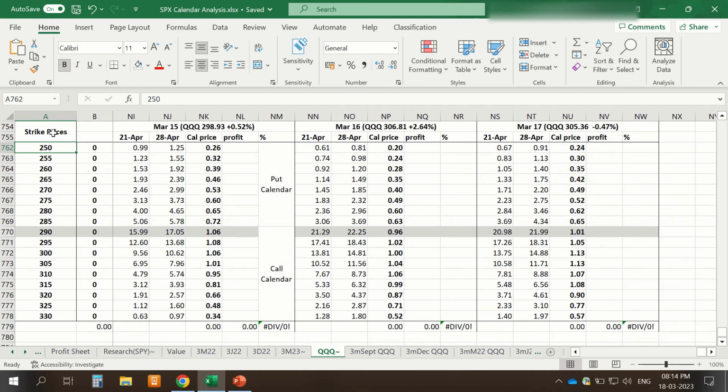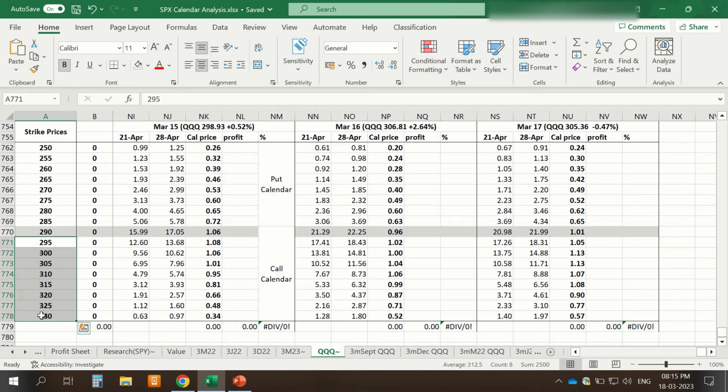The upper ones, 250 to 285, are the put calendars, and the lower ones, 290 to 330, are the call calendars. The reason is that the lower strike prices are out of the money if they are puts. So all the puts' lower strike prices will be out of the money, and for calls I prefer the higher strike prices out of the money.